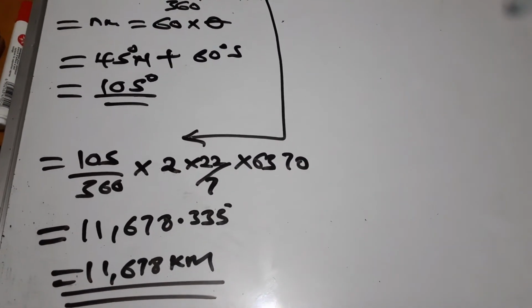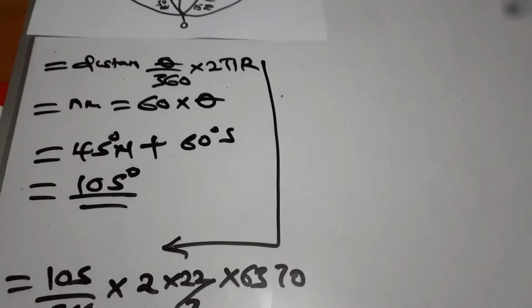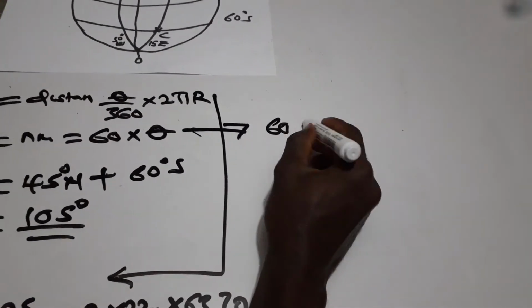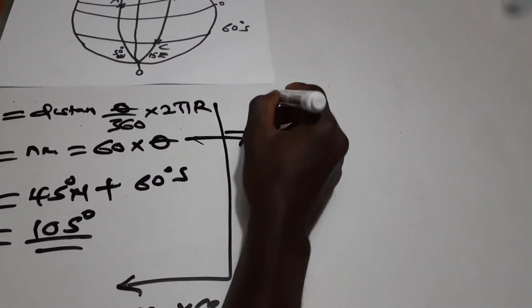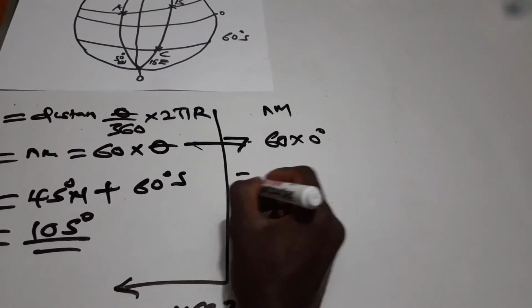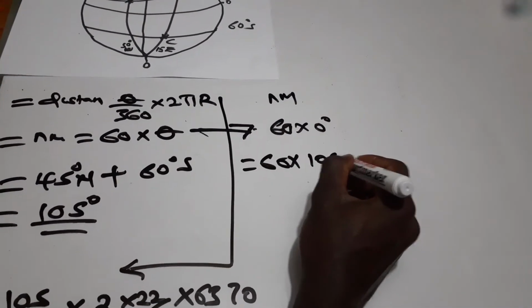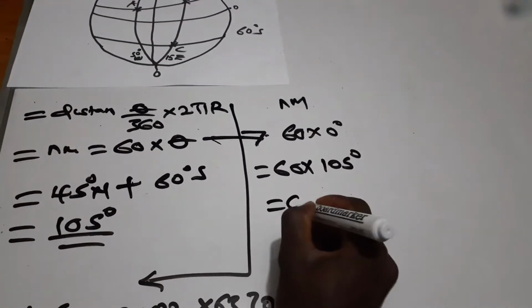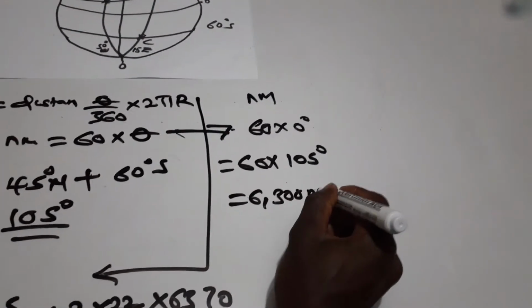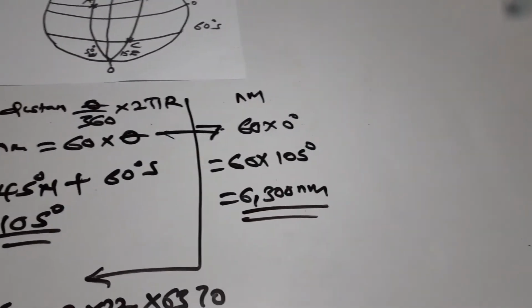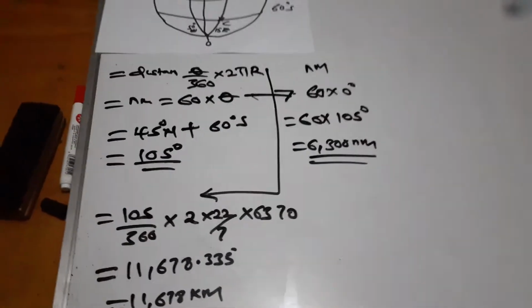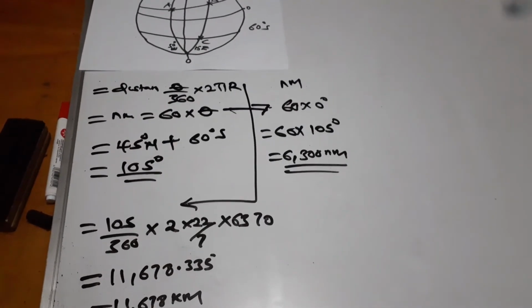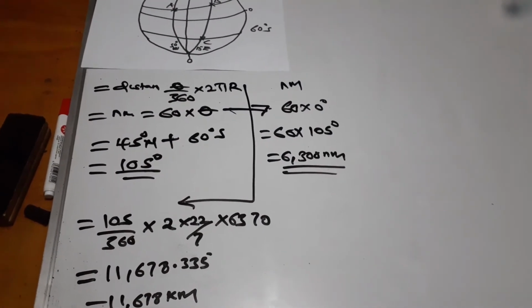And then you're going to work on nautical miles. In nautical miles, we're going to use this formula, which is 60 times angle difference. So in nautical miles, this is 60 times 105, which is going to give us 6,300 nautical miles. So there we have it. We have our two distances, one in kilometers and the other in nautical miles. So you can pause the video and check before we move to our speed, which is the question that we've been asked.